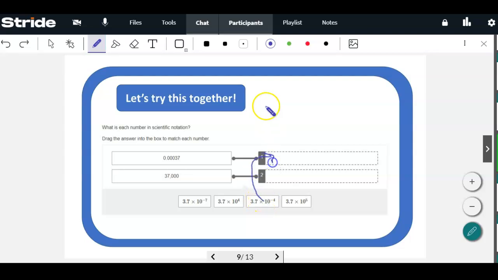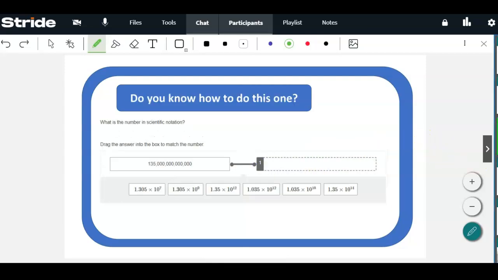This goes here. You change the pen color for the next one. It's a large number, so it's going to be either to the 4th power or 5th power. It's moved over 4 places, so it is going to be this one. Another type of problem. It's actually the same thing.